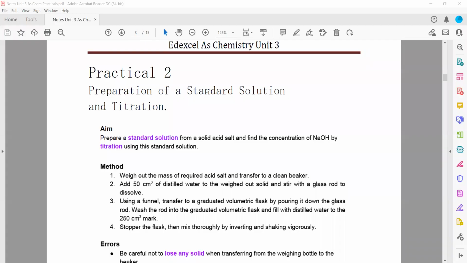Practical 2 is preparing a standard solution for titration. So what is the aim here? What is the objective? The objective is to prepare a standard solution. Standard solution means a solution with a known concentration. So if I know the solution concentration, I'll call that a standard solution.